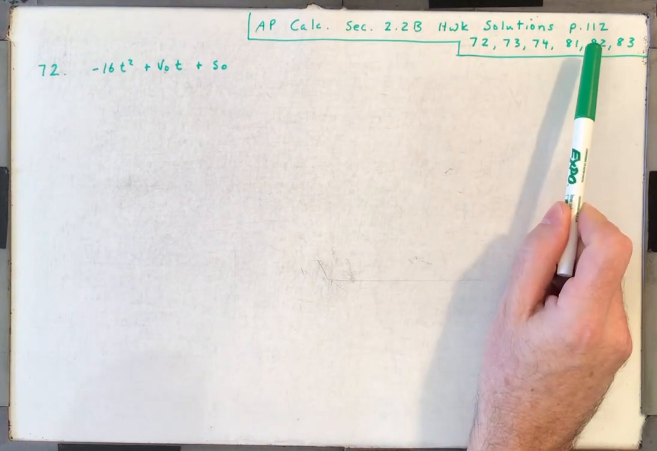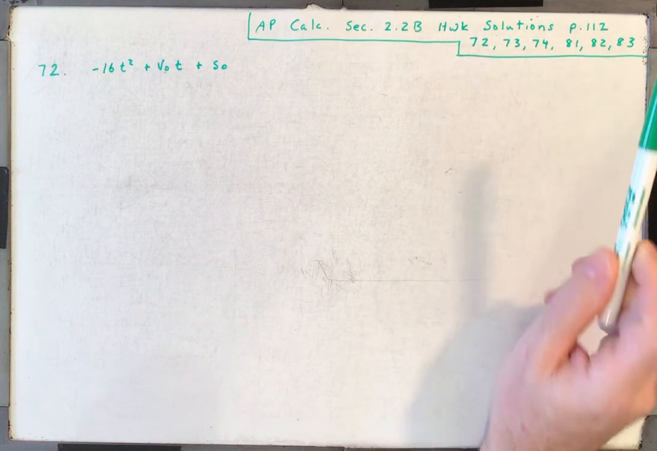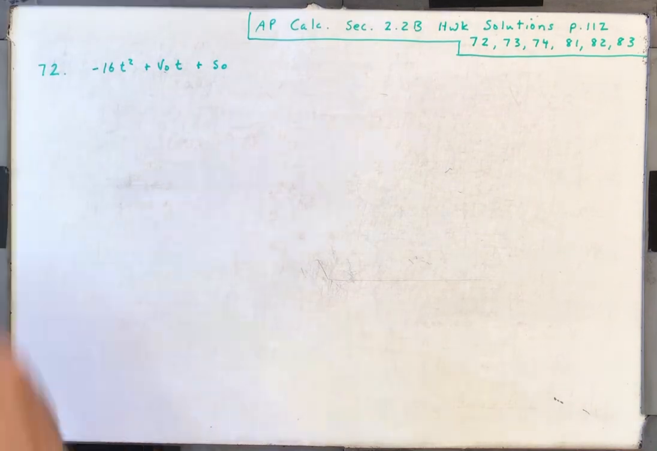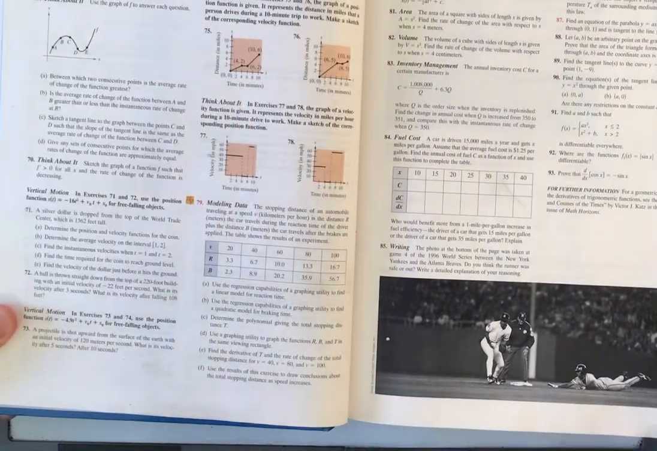We're on page 112. We're going to work these 6 problems. I hope you can see the green pen okay. If not, I'll redo it.